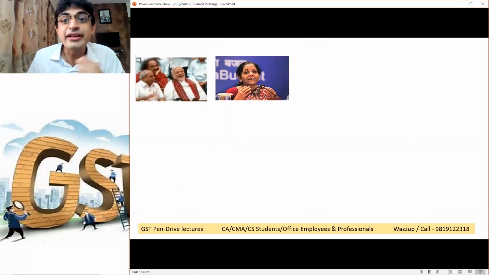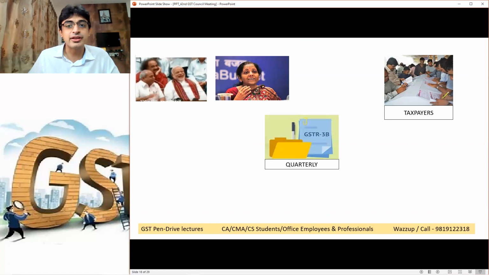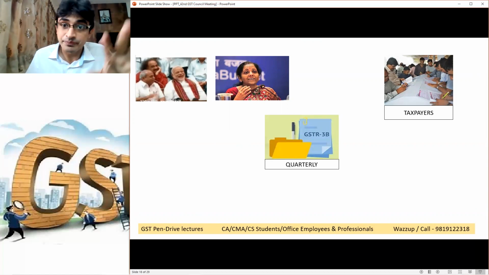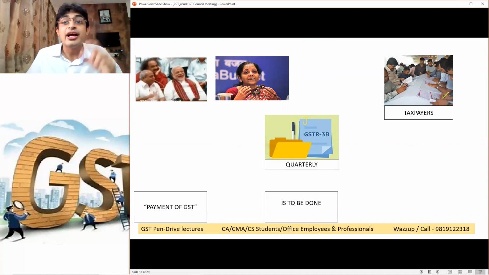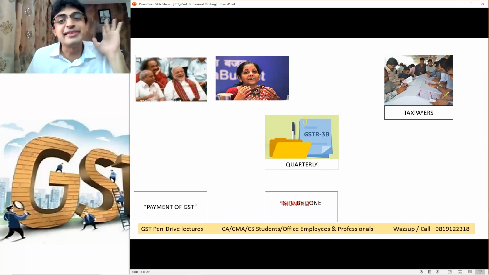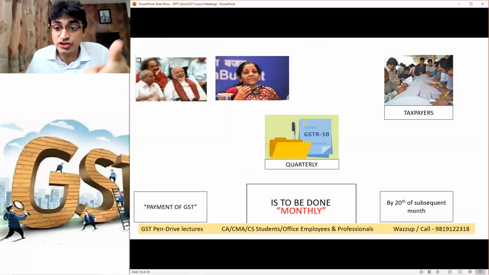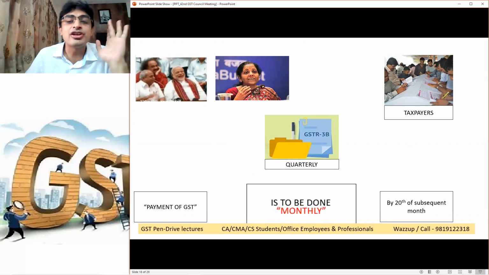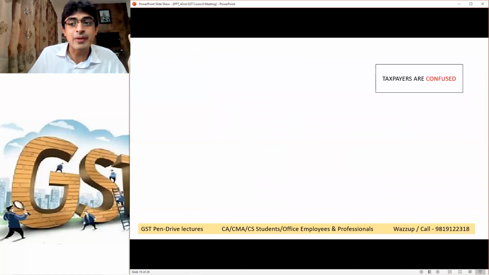So our honorable finance minister has proposed that taxpayers should not be too happy. 3B is quarterly, but when it comes to payment of GST, that is to be done monthly. They are planning a separate form, a separate statement. GST payment is to be done monthly. So I am not understanding what government is planning.